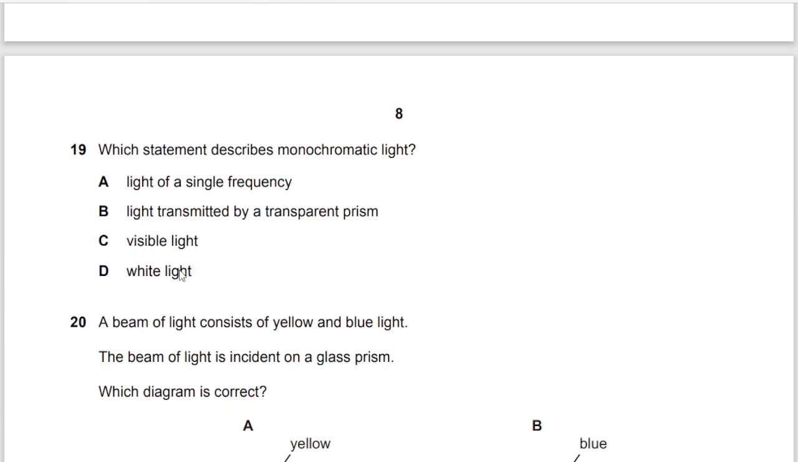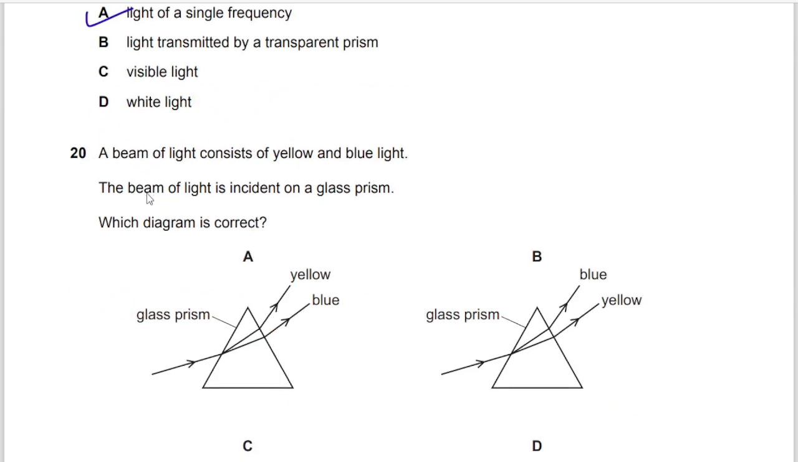Question number 19, monochromatic light. So monochromatic light is basically a light which has a single frequency. The correct option is A.